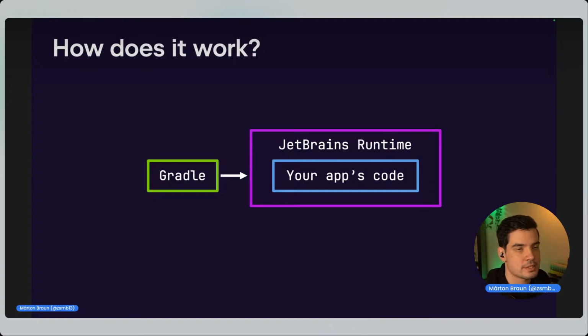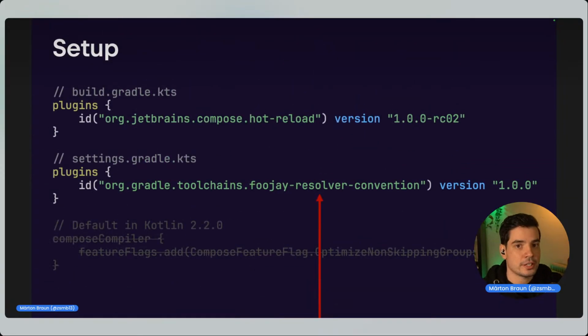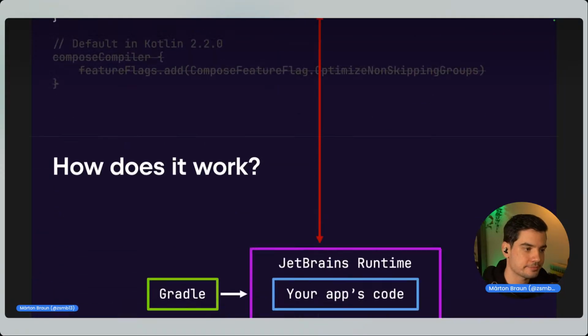This is a special fork of OpenJDK, and we're using it because it has features that allow us to implement hot reload in it. The way that we can ensure that Gradle can use this Java runtime to launch your app is exactly by that resolver convention. So if you're not using a JetBrains runtime JDK yet, then this convention that we set up in the Gradle project can automatically download it and use it when you launch your app with Compose Hot Reload.